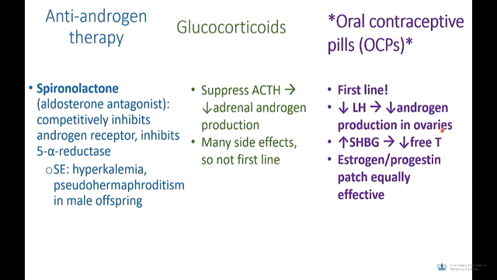We can also use anti-androgen therapy, so our friend spironolactone again. But we have to remember side effects of hyperkalemia, and also, I forgot to mention before, you can get pseudohermaphroditism in male offspring if you are pregnant and using this. And then you can use glucocorticoids to suppress ACTH so that you will then have less adrenal androgen production, but we already know about Cushing syndrome. There are a lot of side effects with glucocorticoids, so it's not really the first choice.